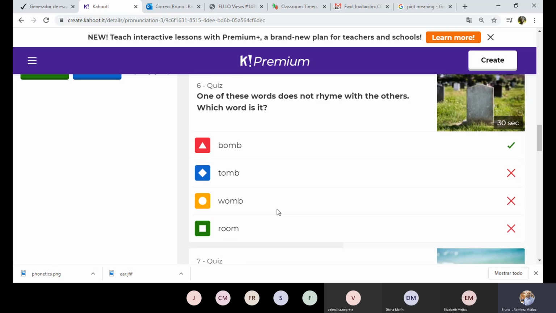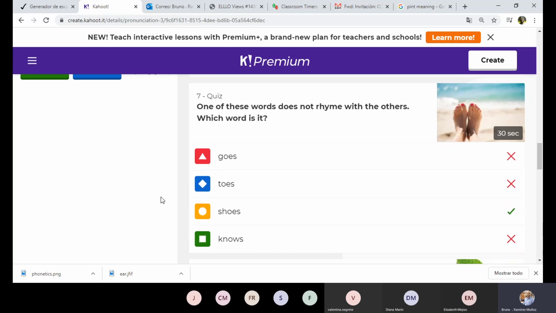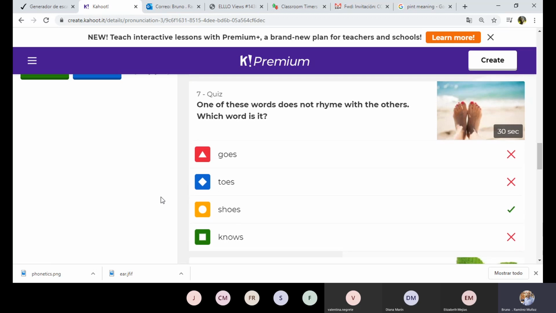Number 6. Number 7. Goes, toes, shoes, nose. So goes, toes, and nose, all of them have the same pronunciation except shoes. They have the same spelling, right? They have O-E-S, but a different pronunciation.